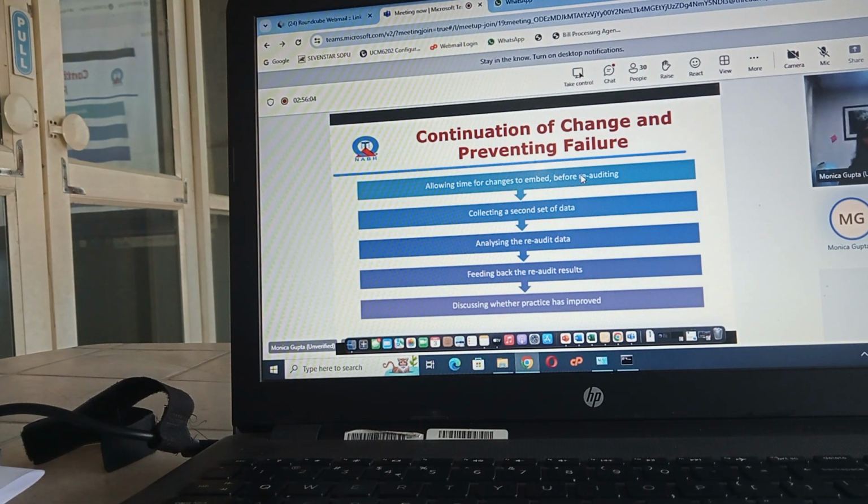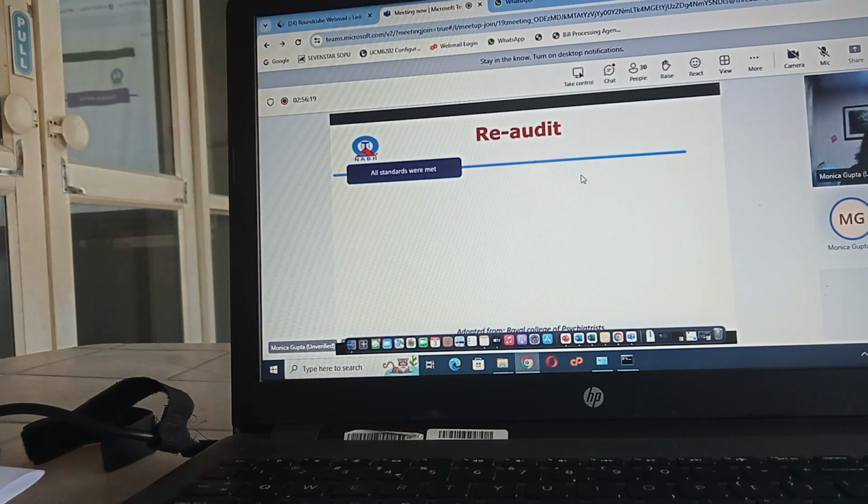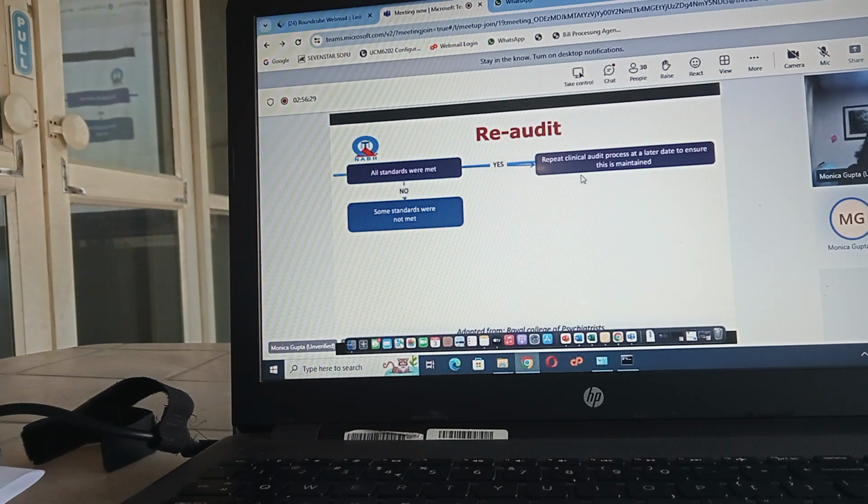So continuation of change and preventing failure. Allow time for changes to embed before re-audit. Collect a second set of data. Analyze the re-audit data. Feedback the re-audit results and discuss whether the practice has improved with the same group. So when you re-audit, what are the possibilities? It's possible that all standards are met. If yes, you repeat clinical audit process at a later date to ensure that it is maintained.